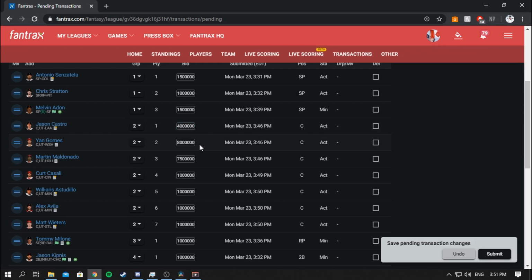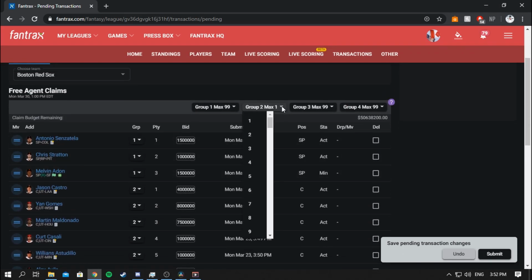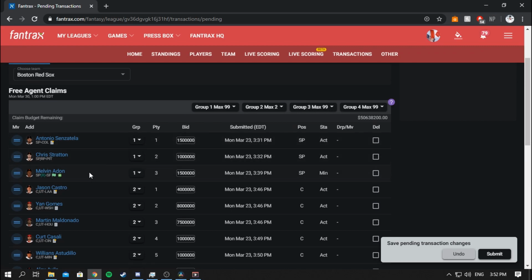Failing that, I'll bid $8 on Golems, so on down there. So all my catchers are in group 2. I only did 7 of them, but whatever. You can keep going. Again, up here for group 2, I only want 2 catchers. And that other group that had starting pitchers, I changed to group 1, and I only wanted 1 starting pitcher, so I'll put group 1 and max 1 there. So what it's going to try and do is give me 1 player from group 1. It's going to try and get me 2 players from group 2. And it'll go in this order.